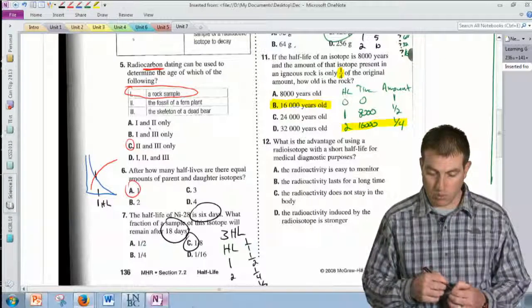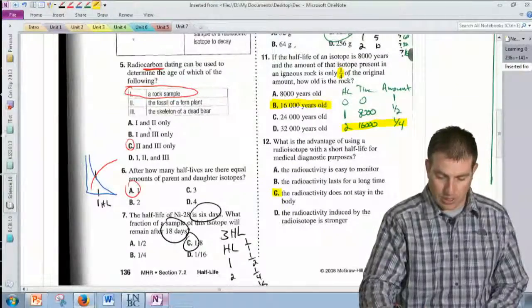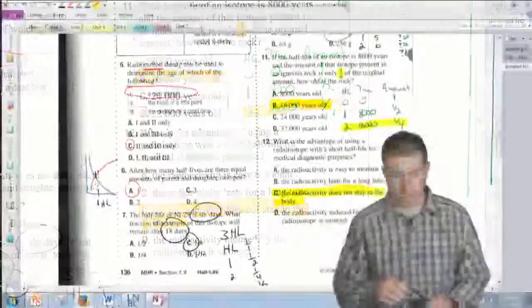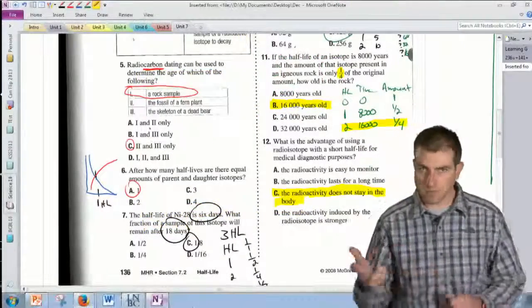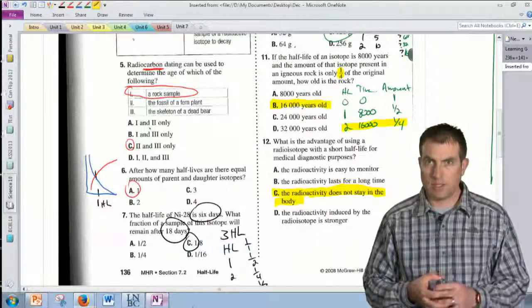So why would we want something like that? For that exact reason. The radioactivity does not stay in the body for very long. So the faster it breaks down, the faster it decays, the less radioactive you are, which is a good thing. So there you go.